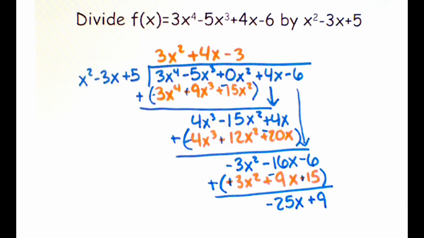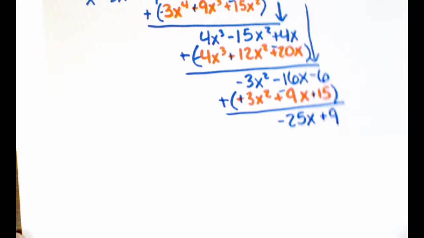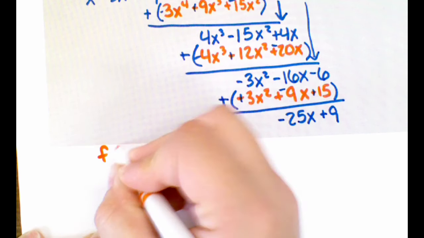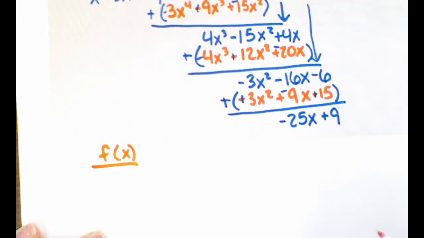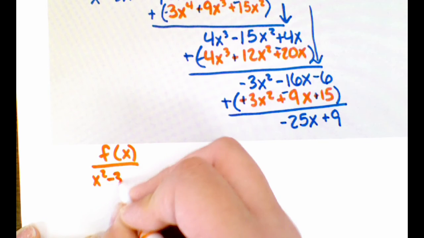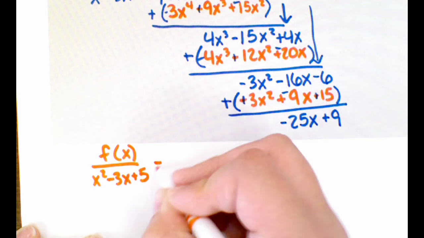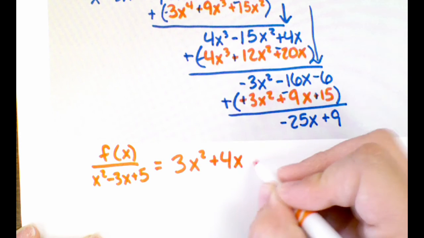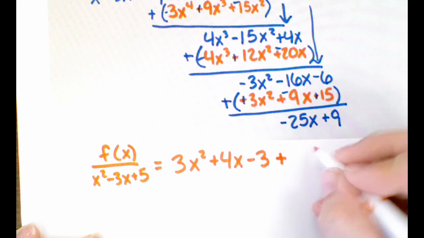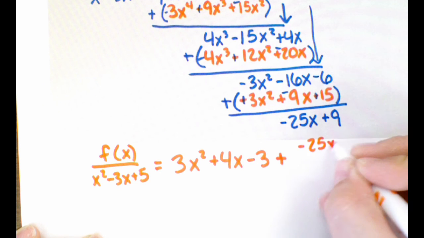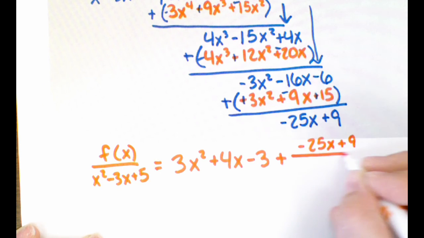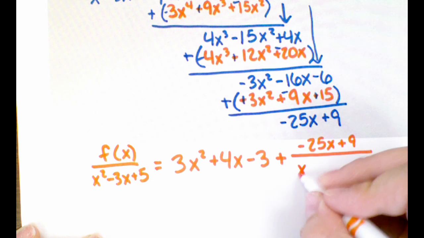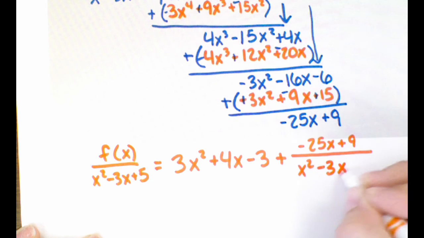All right, my final answer then. I can write this as f of x, because it called it f of x, divided by x squared minus 3x plus 5 is equal to 3x squared plus 4x minus 3 plus negative 25x plus 9 over, my divisor was x squared minus 3x plus 5. That's the way we'll write it a lot.